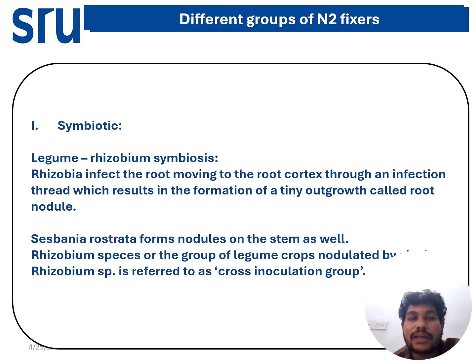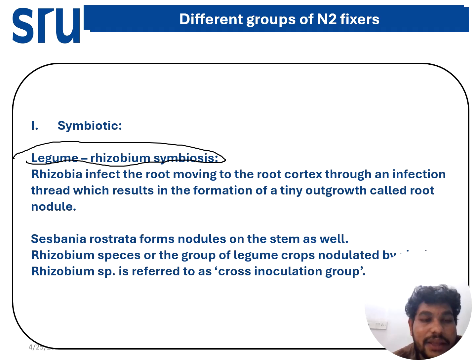Then different classes of nitrogen fixation groups will be there. One group is symbiotic nitrogen fixation. In symbiotic nitrogen fixation, there is a mutual understanding between the two partners, one is the bacteria and another one is the plant. One example is the rhizobium and legume symbiosis. Rhizobium will infect the roots, move into the root cortex and form the nodules in the legumes.